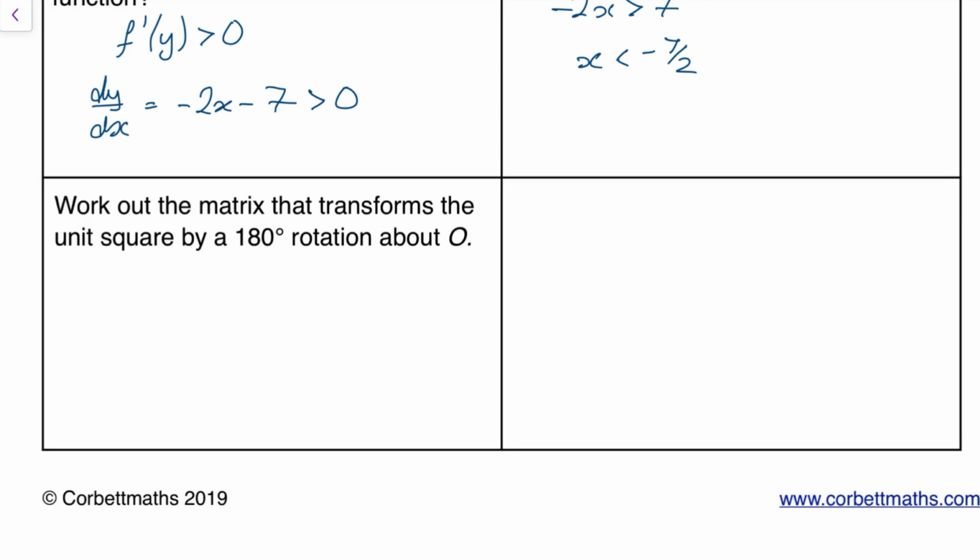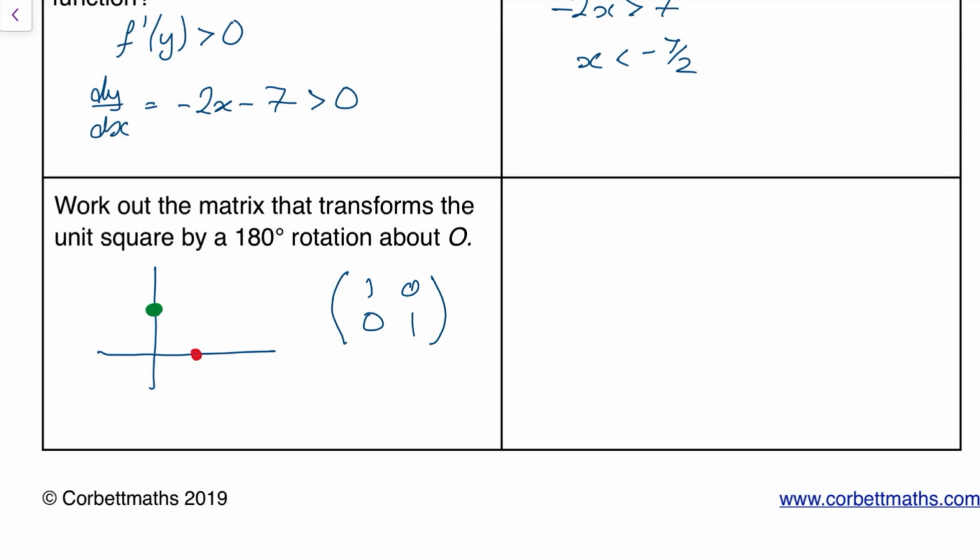Next and final question today. Work out the matrix that transforms the unit square by 180 degree rotation around O. Now, we've seen a few of these recently. If you see my other videos, you know exactly what I'm going to do. So I'm going to say consider the points A and B. So A is 1, 0, so A is here. And B is 0, 1, so B is here. So I'm going to write A is 1, 0 and B is 0, 1.